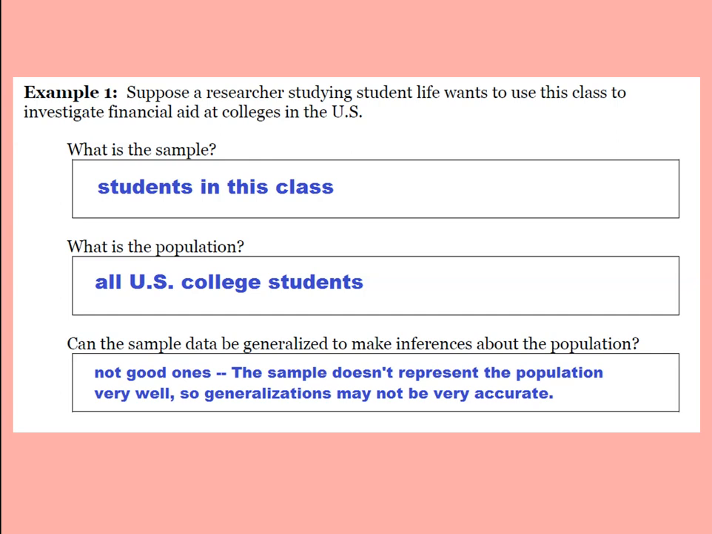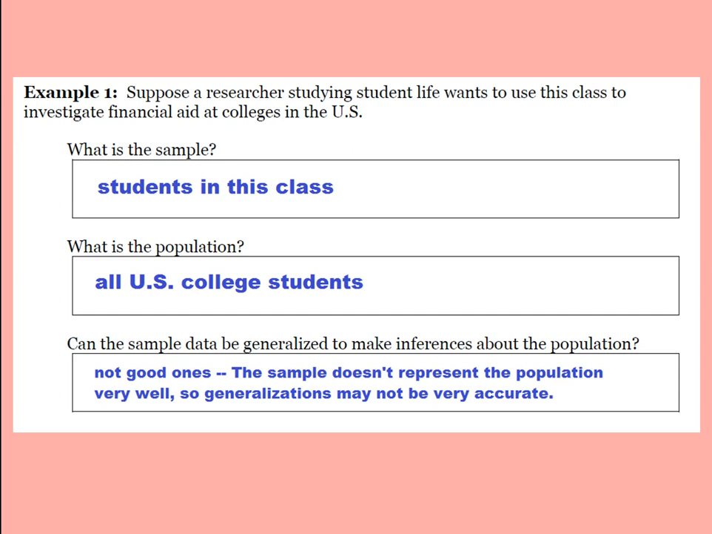The first thing we have to do is identify the sample. And it looks like in that sentence up at the top that the data is going to be collected from this class, so that's going to be our sample. Or more specifically, students in this class is going to be our sample. The next thing, the population, the entire group of interest. Based on that sentence up toward the top, it looks like that would be all college students in the United States. The last thing, can the sample data be generalized to make inferences about the population?